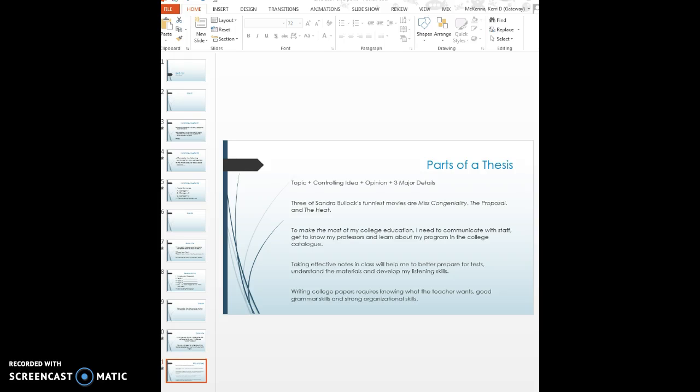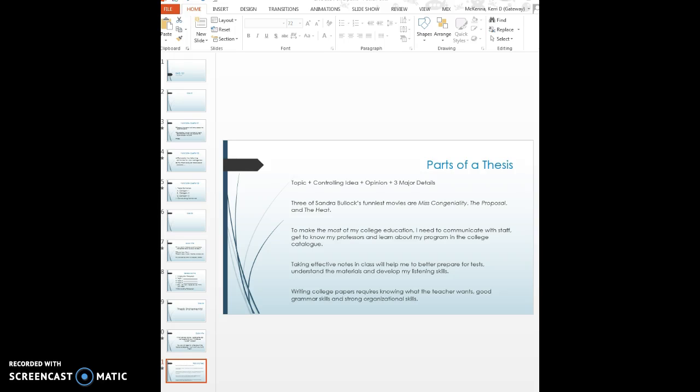Our controlling idea, or the main idea as it states in the book, is to introduce yourself academically. Your opinion is that you want to present yourself in a positive light, and your major reasons, which your book calls the essay map, can be picked from any of that large list that we reviewed in class.